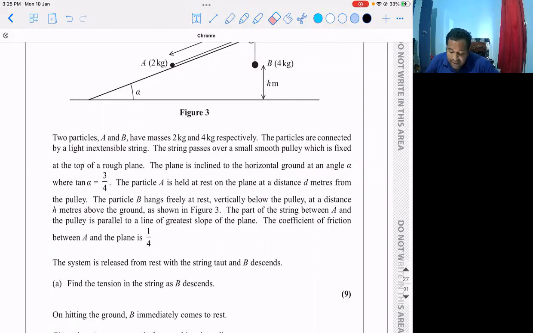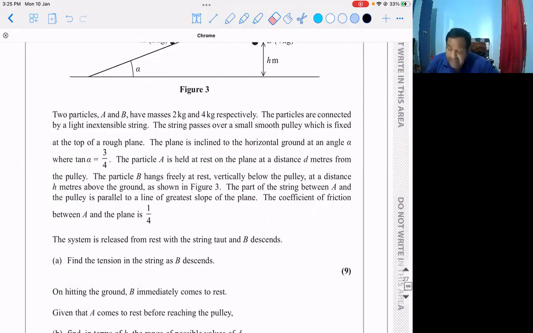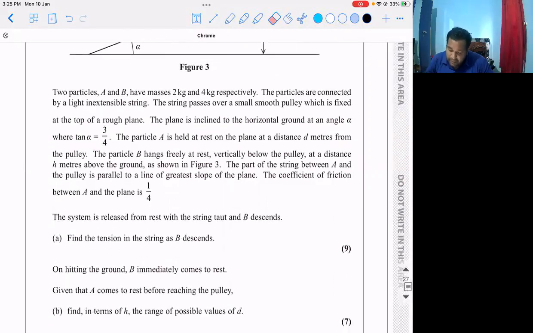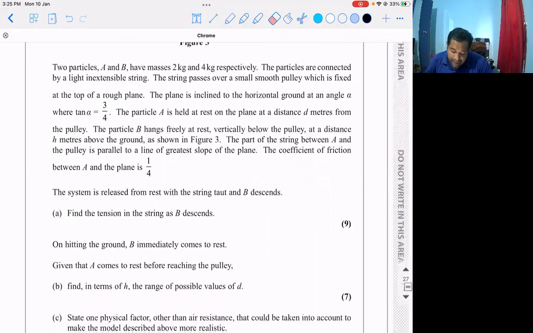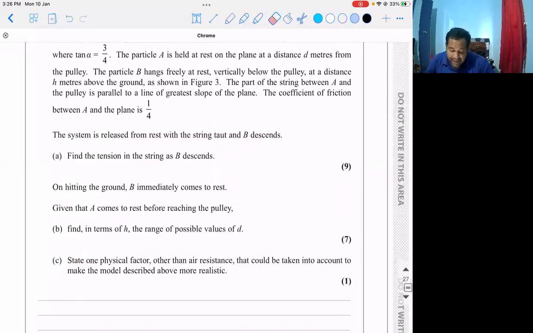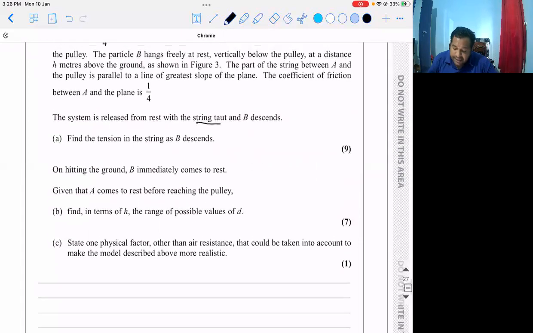The particle A is held at rest on the plane at a distance d meters from the pulley. The particle B hangs freely at rest vertically below the pulley at a distance h meters above the ground, as shown in the figure. The part of the string between A and the pulley is parallel to the line of greatest slope of the plane. The coefficient of friction between A and the plane is 1/4. The system is released from rest with the string taut. So underline the keyword taut. B descends. Find the tension in the string as B descends.